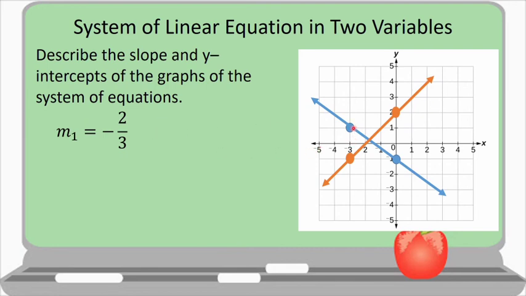Again, we count rise over run from this point up to this point. So we have 1, 2. Since it is downward, it is negative 2, over 1, 2, 3. Since it is to the right, positive 3. So we have negative 2 over positive 3, and the simplified form is negative 2/3. Now the y-intercept is equal to negative 1 because the graph passes through the y-axis at the point (0, negative 1).